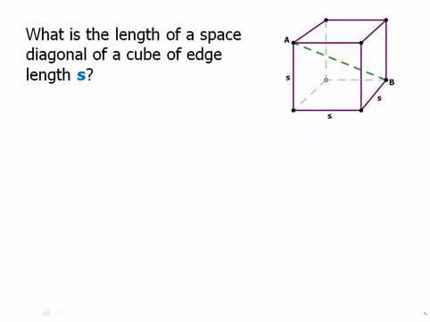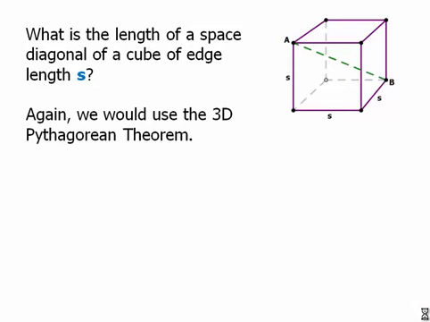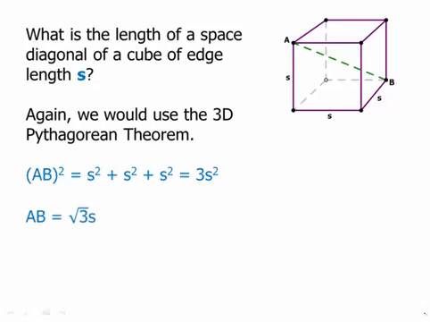What is the length of the space diagonal of a cube of edge length S? Well, again, we'll use the 3D Pythagorean theorem here. And of course, we have 3 edges, each with a length of S. So AB squared is just going to be S squared plus S squared plus S squared, which of course is 3S squared. Take a square root. And what we get is that AB is the square root of 3 times S.